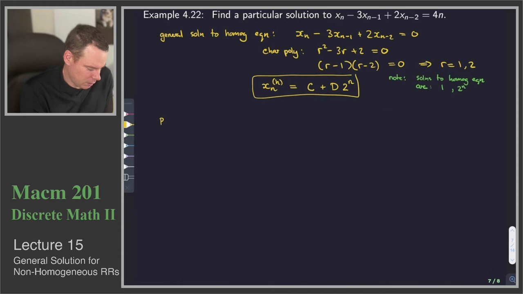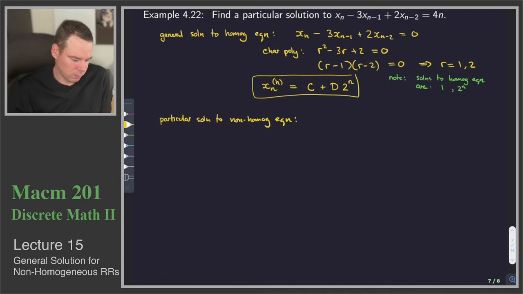Now we're going to go for our particular solution to the non-homogeneous equation. Okay, so what do we focus on here? Well, here we're looking at our forcing function. That is 4 to the n. So we note that f of n is 4 to the n in this case. So in other words, it's a linear polynomial. What do I guess as my solution to the non-homogeneous recurrence relation? Well, I need to guess something so that when I plug it in here and here and here and work them all out, it boils down to 4 to the n.